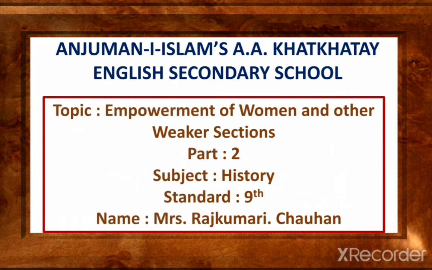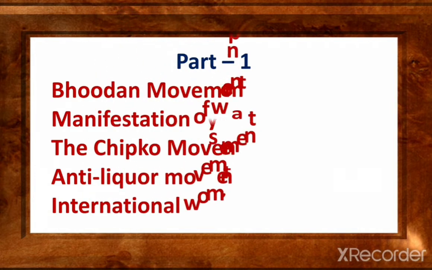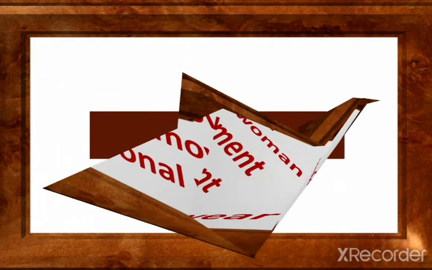Today I am going to explain a topic of History Standard 9, Empowerment of Women and Other Weaker Sections, Part 2. As in the previous video of Part 1, we have studied certain movements like the Bhudan movement, manifestation of women power, the Chipko movement, the anti-liquor movement, and International Women's Year. So today in Part 2, we are going to learn laws for women.